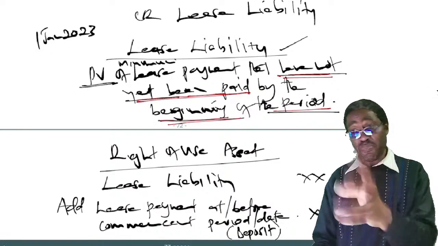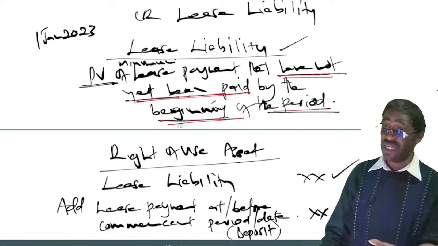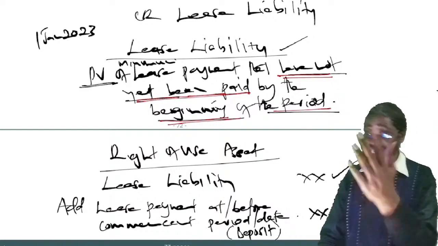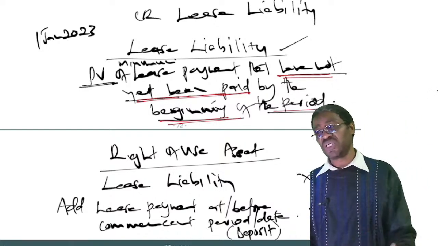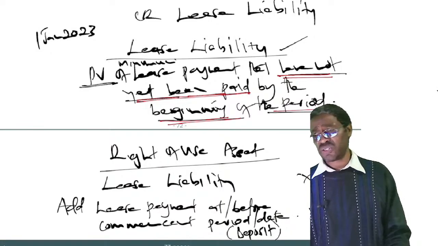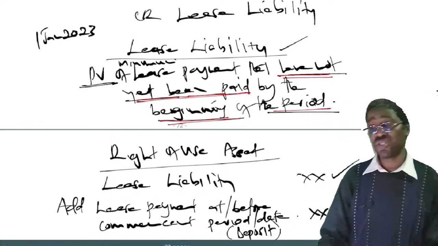So you get the present values. Of course, you have done finance. If you are told the installments are 2 million, 2 million, 2 million, then you know how to get the present values. You have done finance.